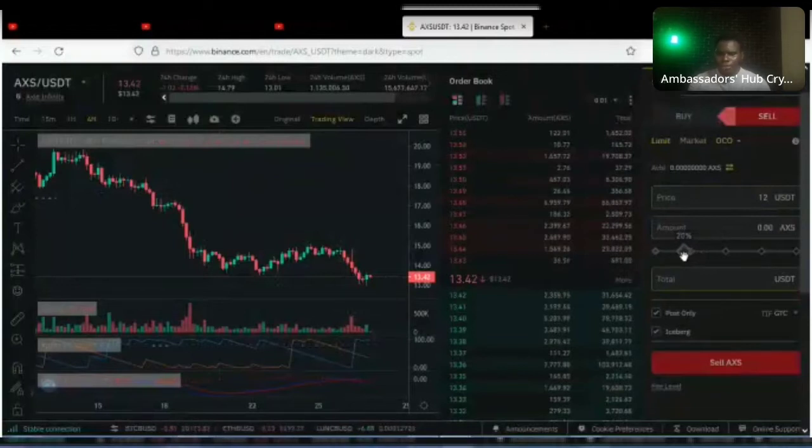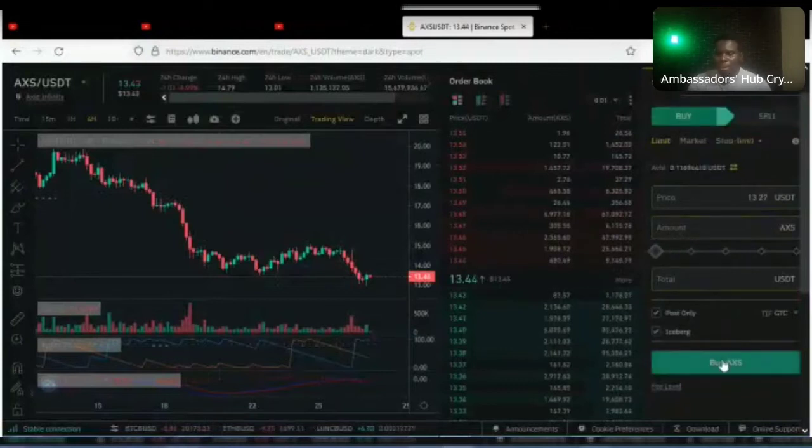And then you put in $20 right here, or you use the percentage trail to drag to your preferred percentage of capital you want to use in investing in the market. After you must have done that, you initiate your buy order. Then whenever the market drops to that price, it will automatically enter the market for you. That's for the buy limit, right?